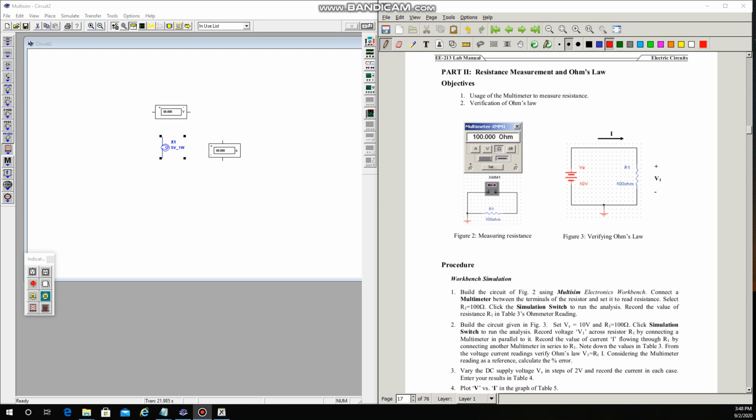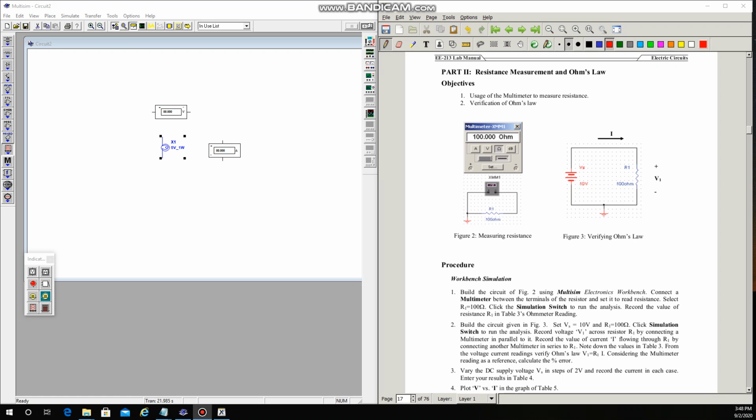Okay, now let's move to part number 2 of our experiment. As mentioned earlier, this part is about verification of Ohm's law, and basically we will be measuring the resistance of a resistor using different methods and then using those measurements to verify Ohm's law.